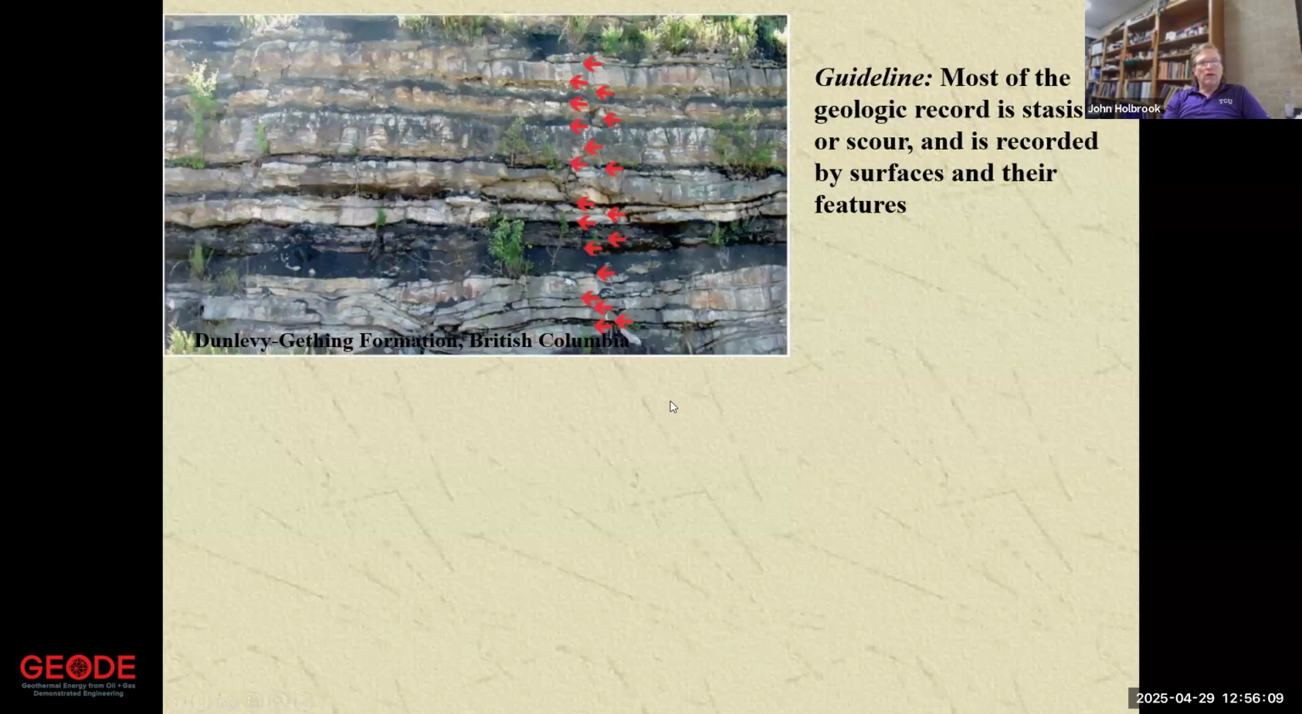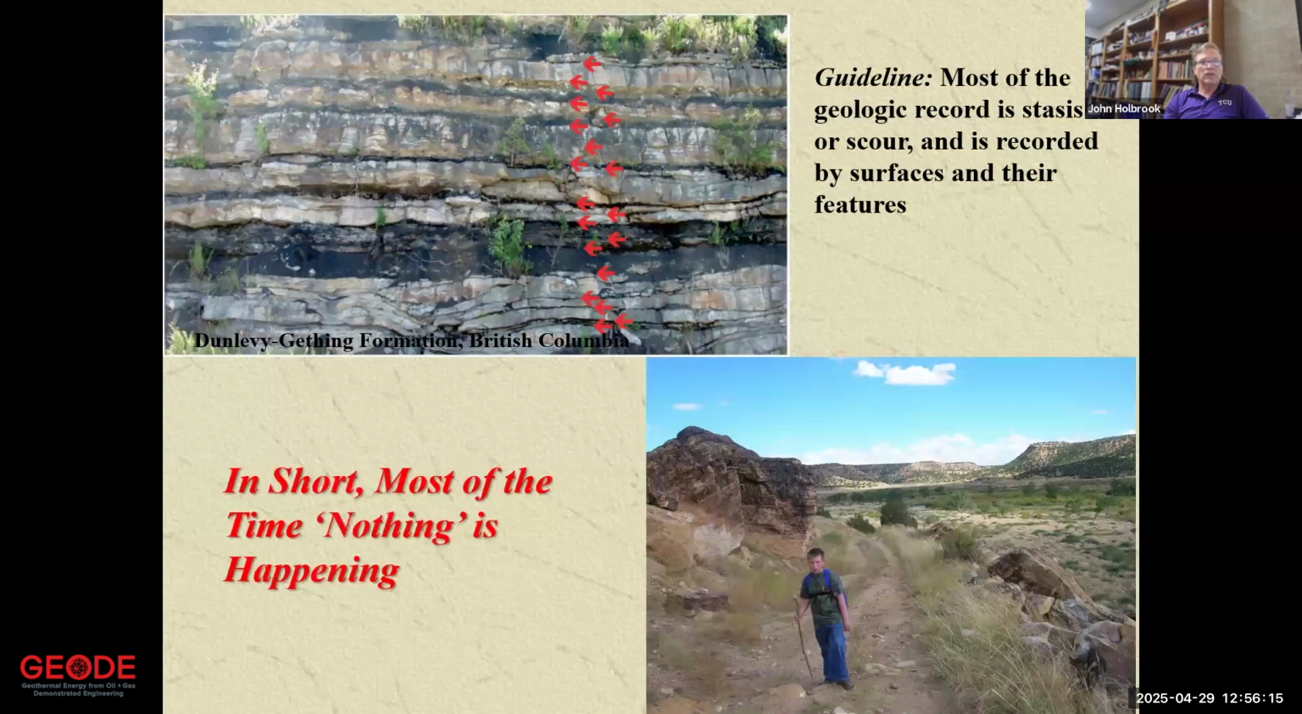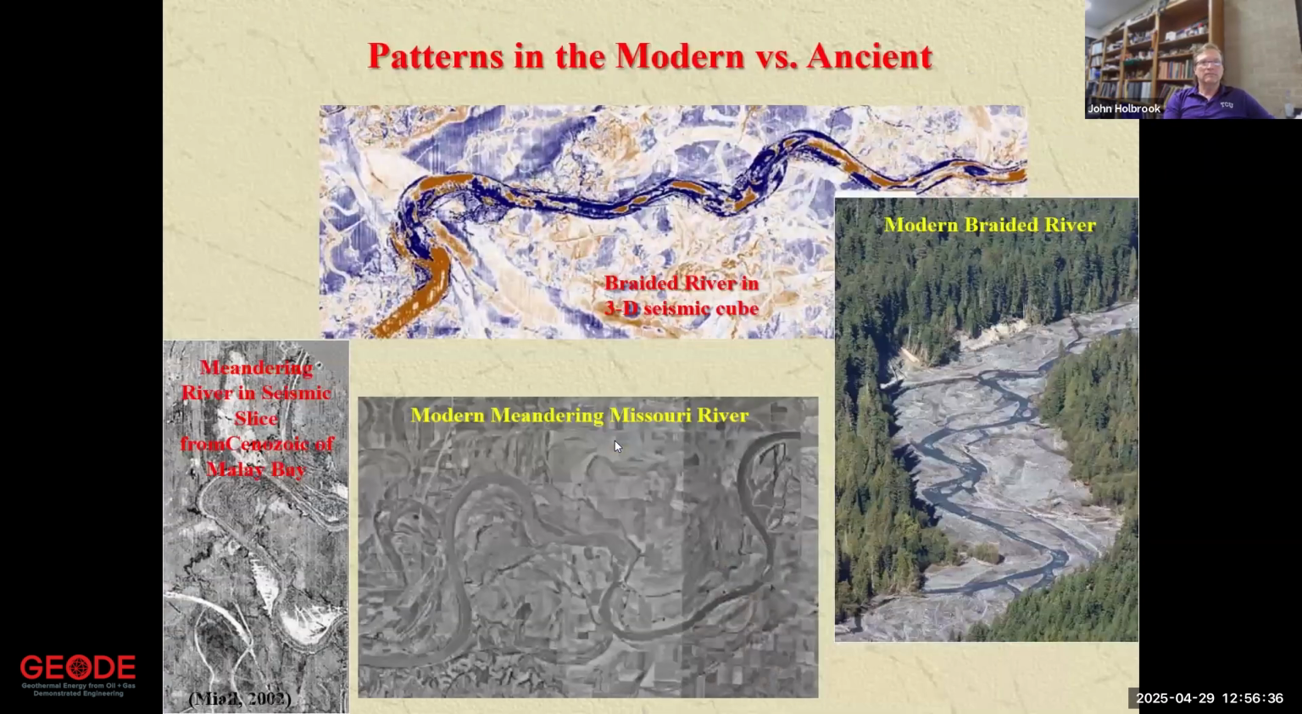Most of the time recorded is in the surfaces between the sediments. And so the short answer is most of the time in the sedimentary record, nothing is happening. There is no sedimentation. We're getting random small sedimentation events, and we're preserving some small fraction of those. And that's what we end up with, that sample set that's making up our reservoirs. Okay, next slide.